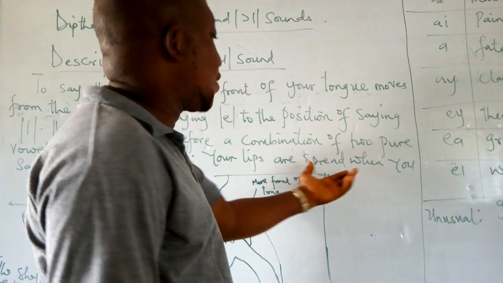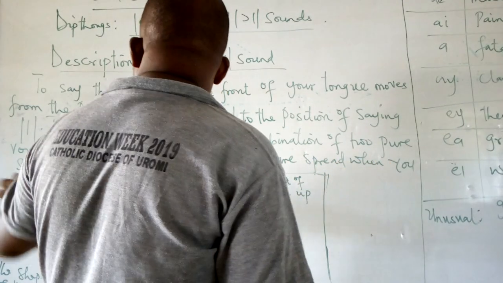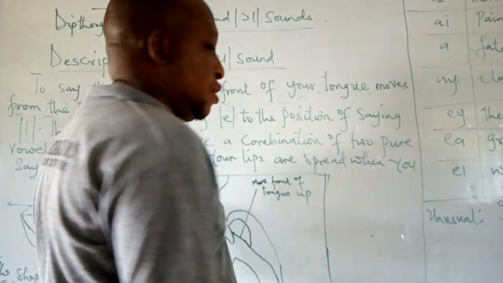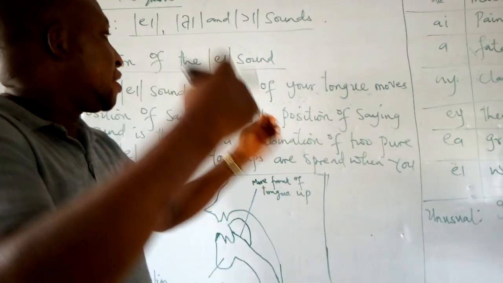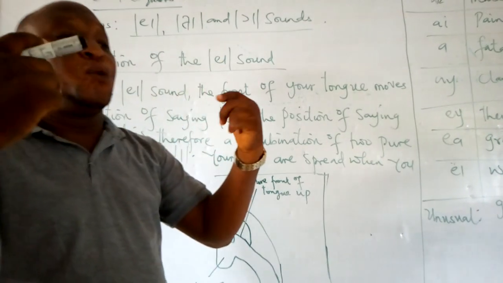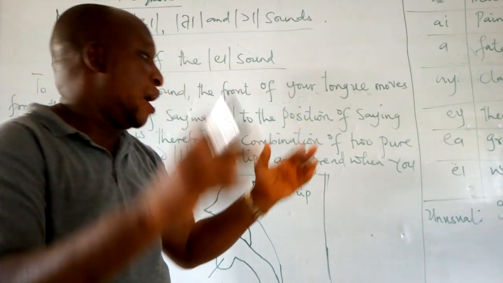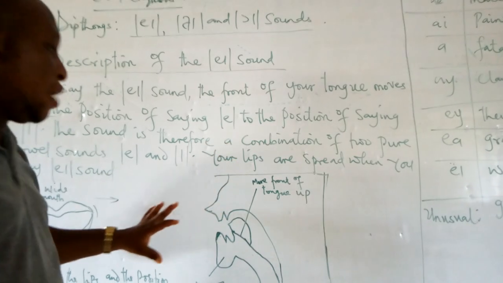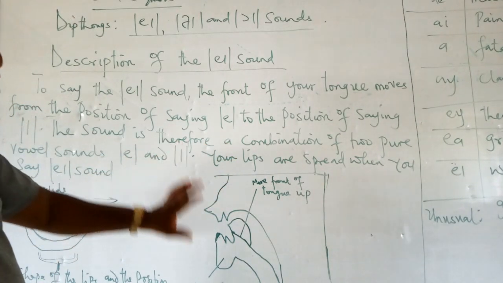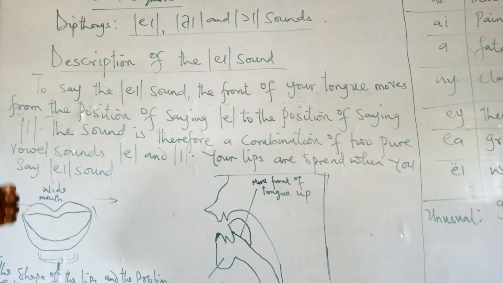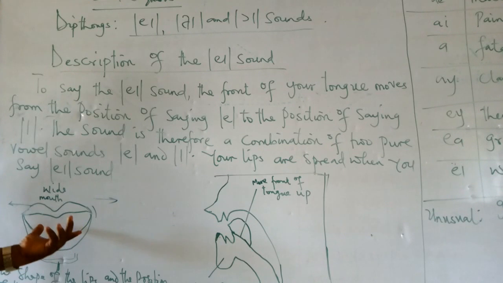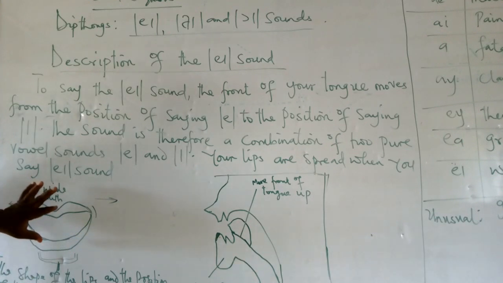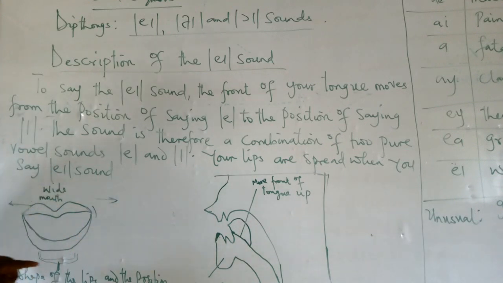Your lips are spread when you say the A sound. When you pick up a mirror and articulate this sound, and look at your lips, you will discover what we are trying to say here. You will be able to see how your lips are spread from this little drawing on the board. The mouth is a bit wide open. That is the position of the lips.